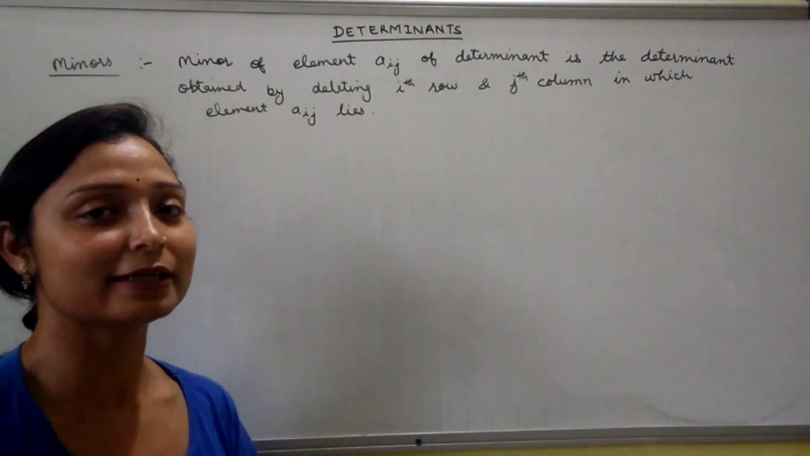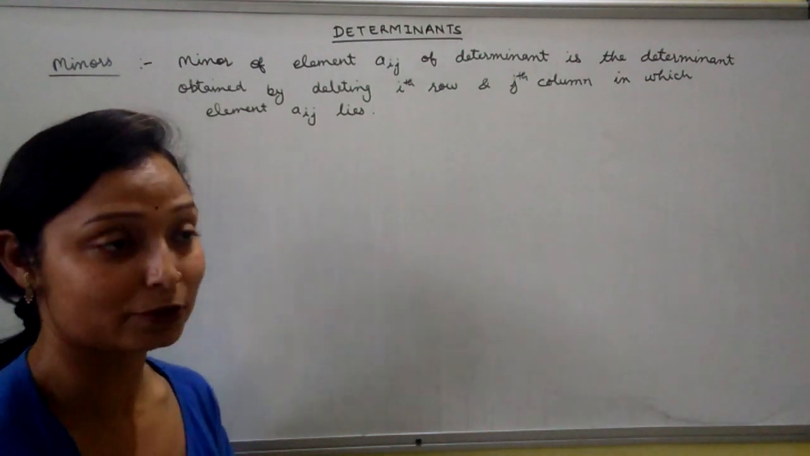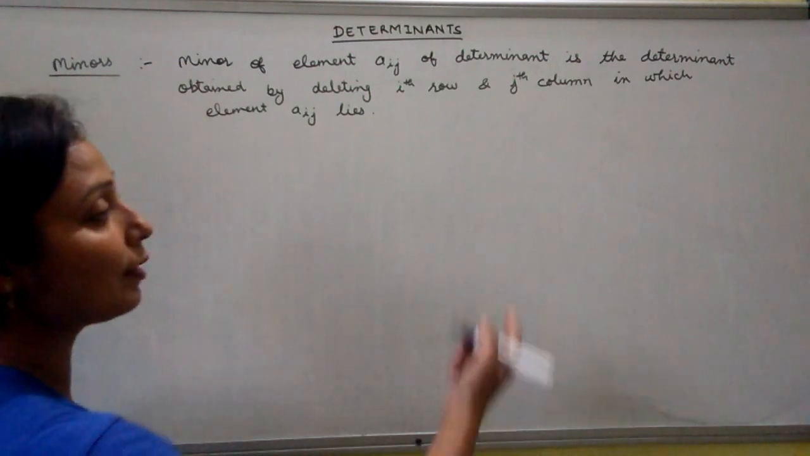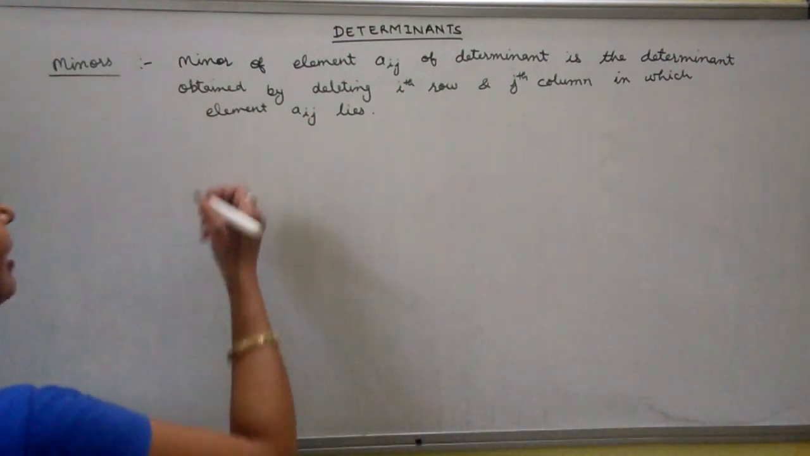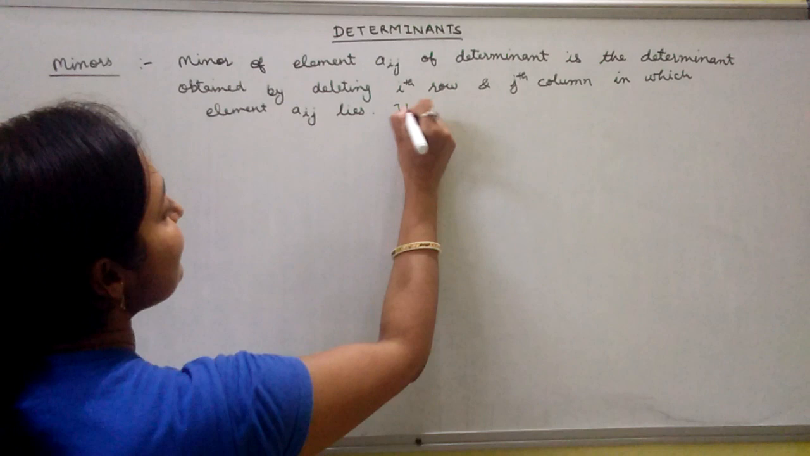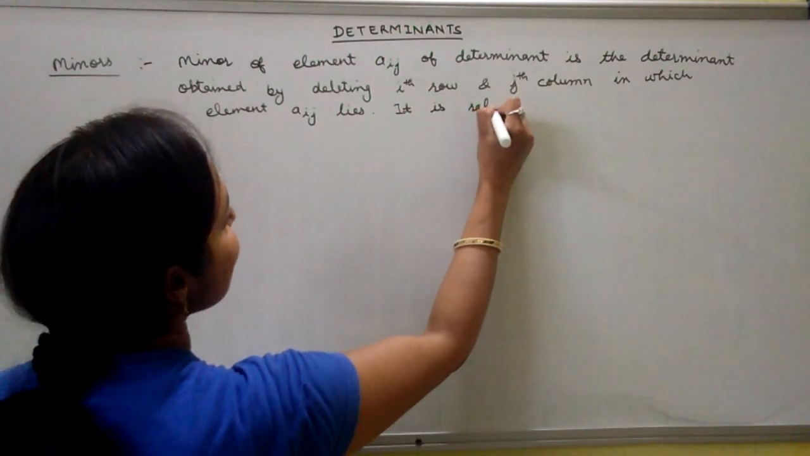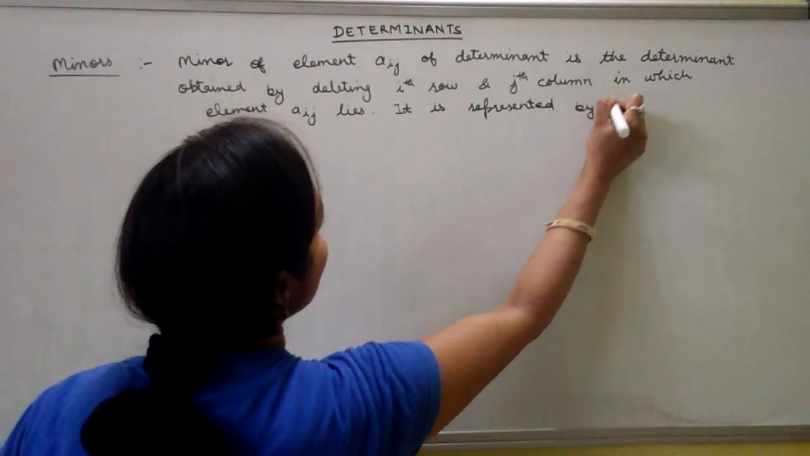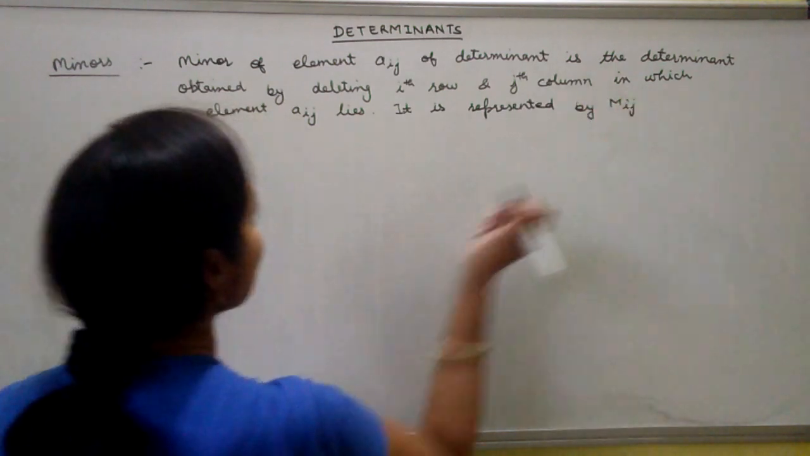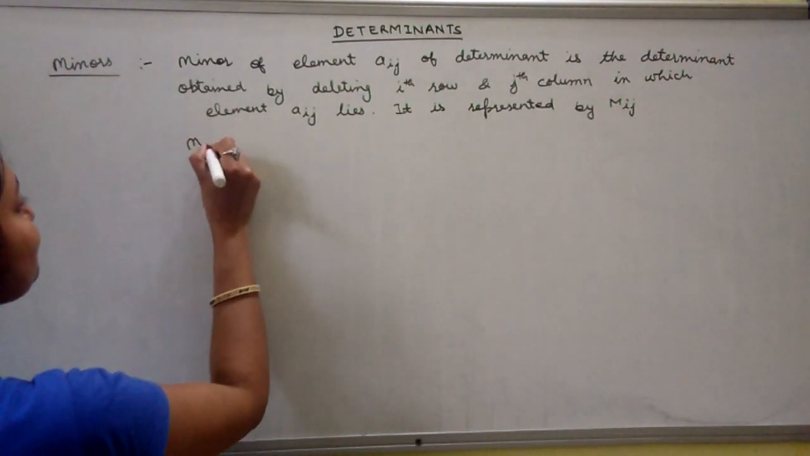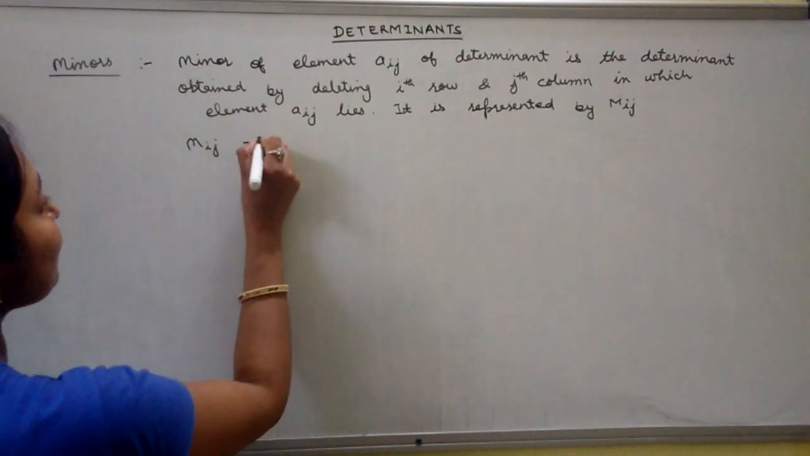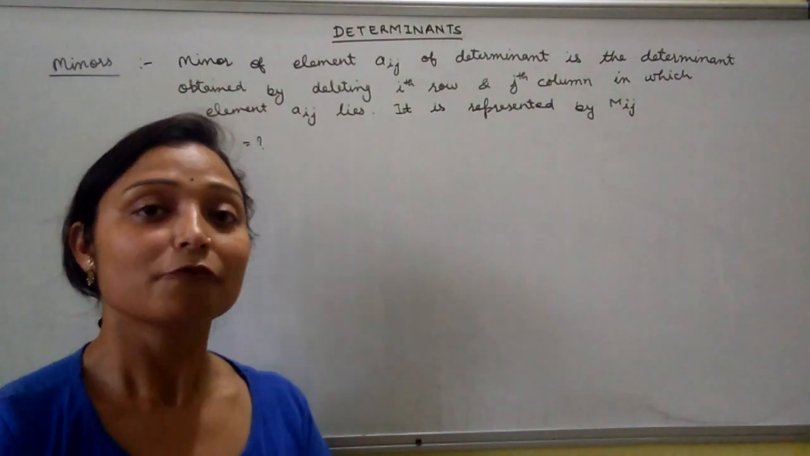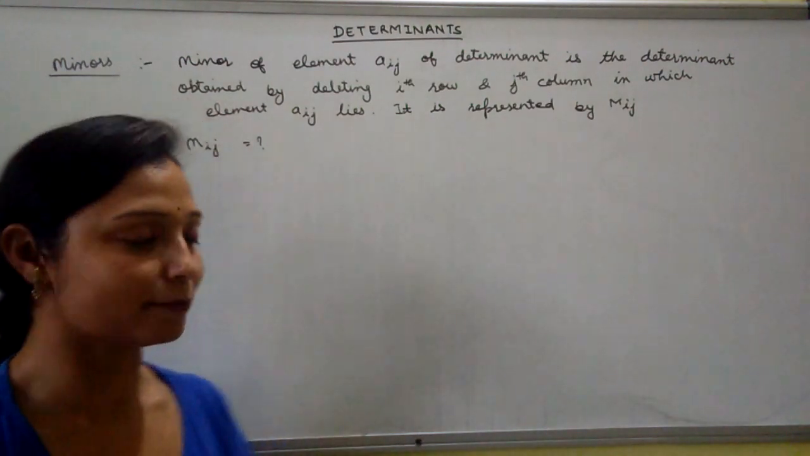This will not be clear if I do not take an example. So I will take one example. First 2 rows and 2 columns, and then 3 rows and 3 columns. It is represented by Mij. So how can we find Mij? For every element there is a different one. For every element there is one minor.